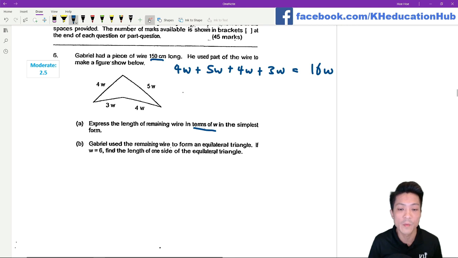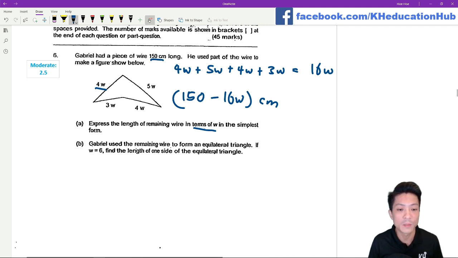The length of remaining wire would be 150 minus 16W cm. I think they have to mention that this is also in terms of centimeter. If not, I can't subtract it like this.